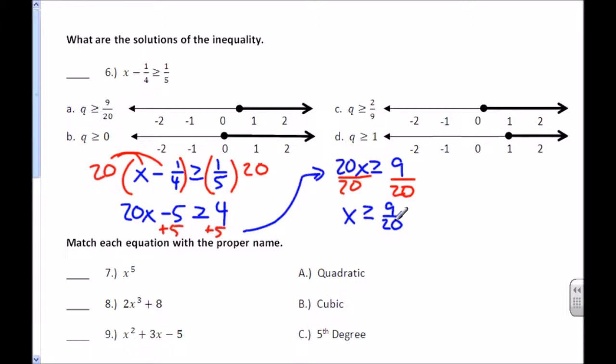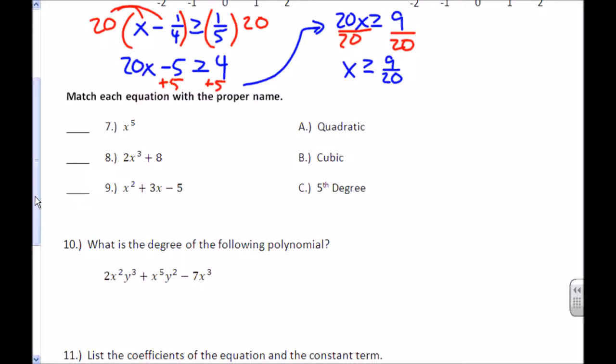Okay, and if we look, the answer that matches that is letter A. And if we look at the graph, that looks about right. 9/20 is a little bit less than a half. I have to use a closed dot because there's an equal to condition, and I want to be greater than, so it goes to the right. So this one looks to be the answer is letter A.